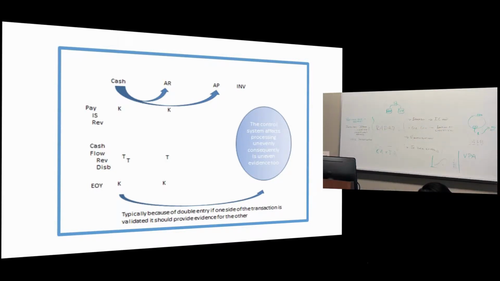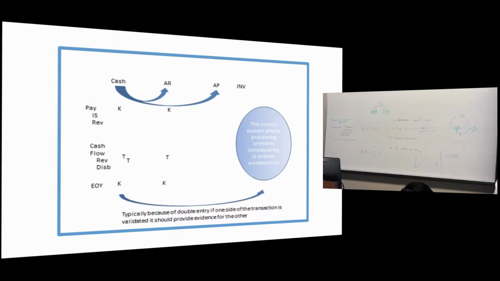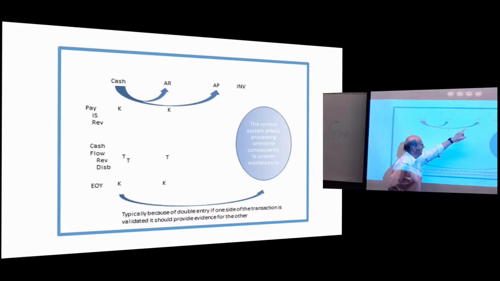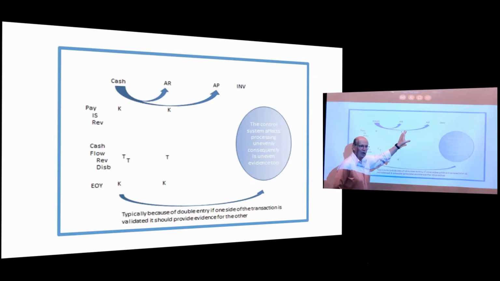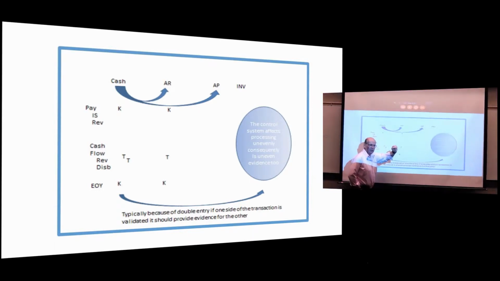So, cash, accounts receivable, accounts payable, inventory. These are the accounts that you audit, that you issue opinion that these are fairly stated. Okay? Cash flow statement, income statement, revenues, and et cetera, et cetera.